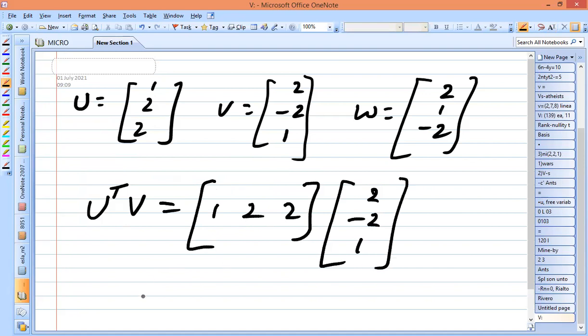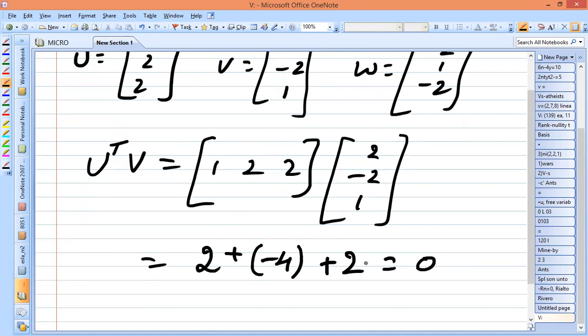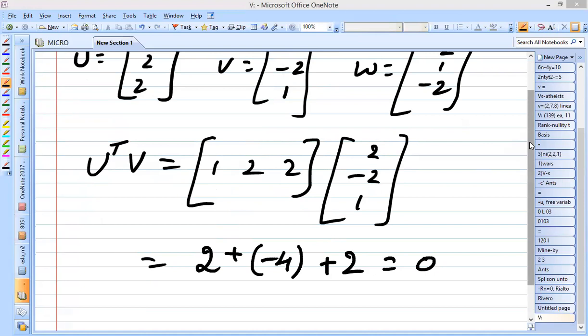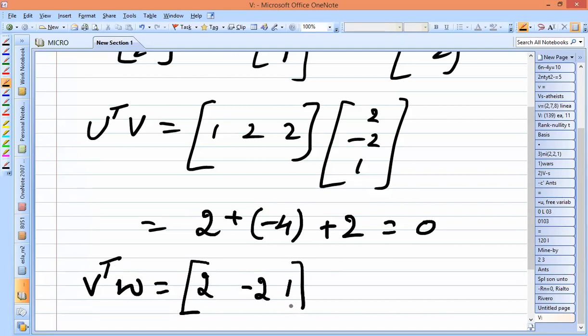Now if we apply the matrix multiplication, 1 into 2 is 2, plus 2 into minus 2 is minus 4, plus 2 into 1 is 2. It results in 0. So U and V are orthogonal pairs. Similarly, consider V and W. For VW we can use V transpose W. V elements are 2, minus 2, 1 in the column, which will be written along the row: 2, minus 2, 1, and W is 2, 1, minus 2.